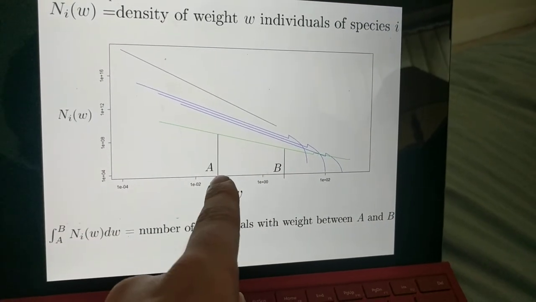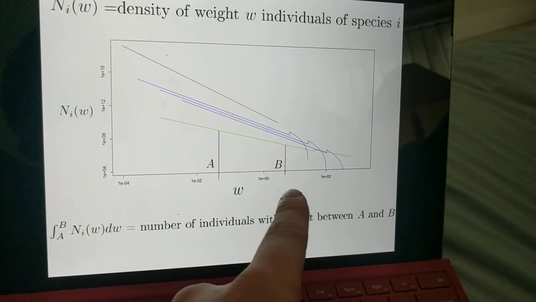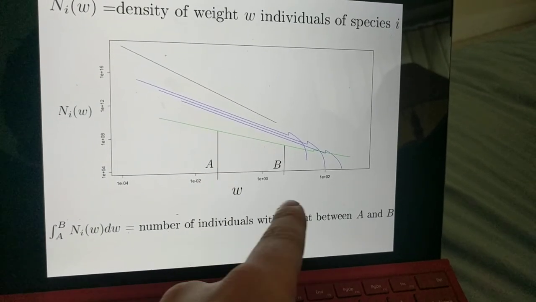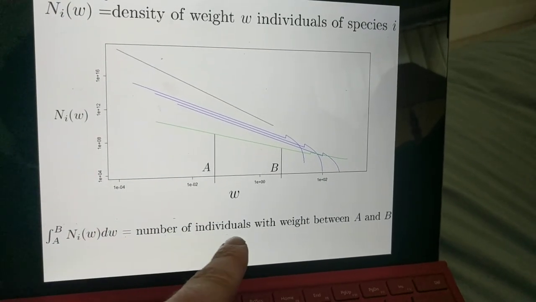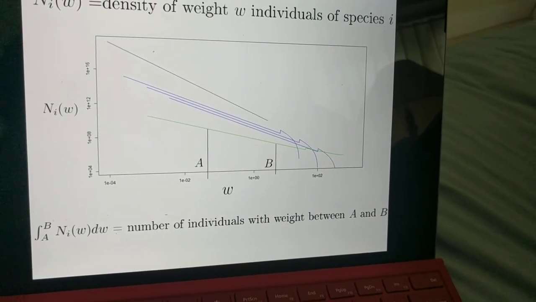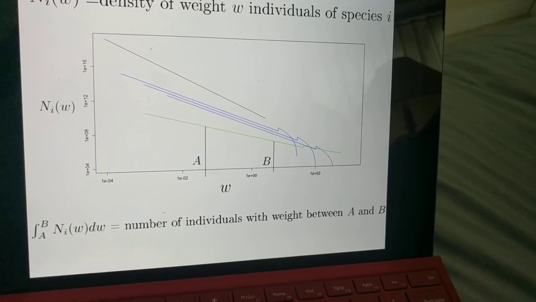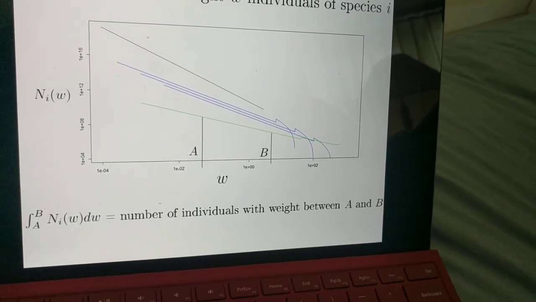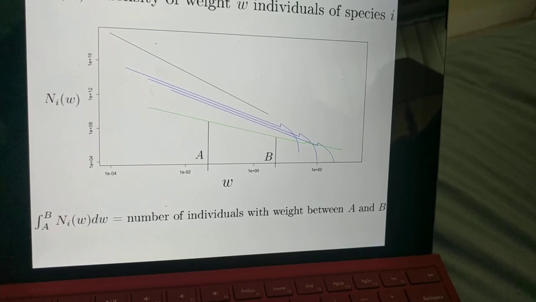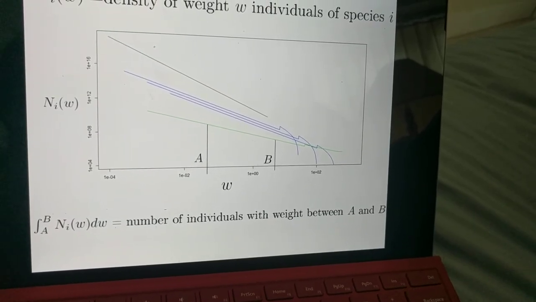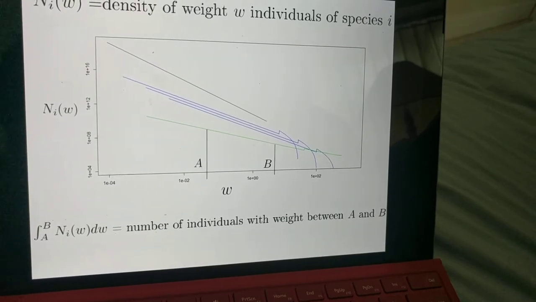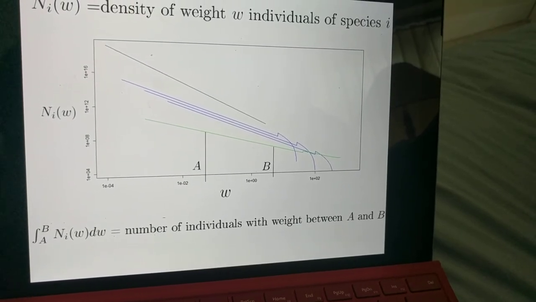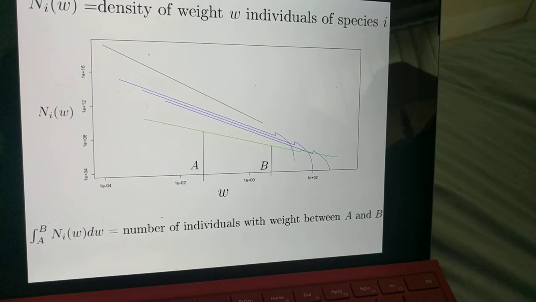If we find the area under this abundance curve between two weight values, that area tells us how many individuals there are between those weight values. So you integrate this to find out how many fish there are between two given weight values. And this is the basic object we're interested in. We're interested in this curve which tells us how many fish there are of a given species at a given time. And we want to know how it's going to evolve.